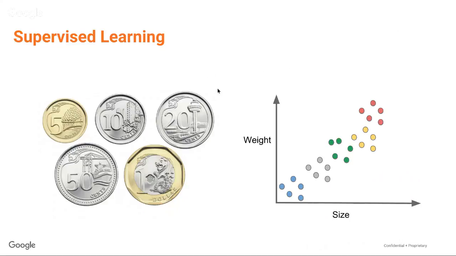Now, in supervised learning, the machine tries to find out one thing, the shape of the coin, and the second thing can be the weight of the coin. Here you can see a graph plotting weight and size. There are five different colors: blue, gray, green, yellow, and red. Blue could be the 5 cents coin, because you can see the radius of that coin is smaller, and because the radius is smaller, of course the weight will also be different from the other coins.